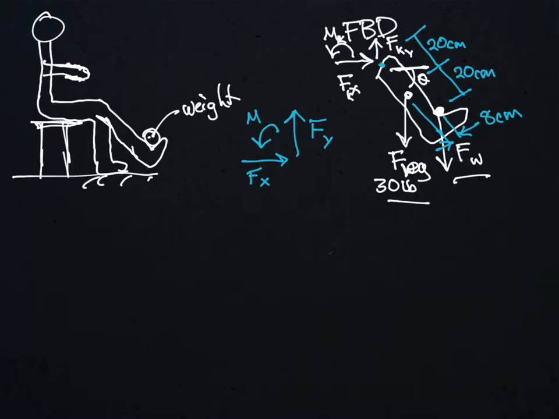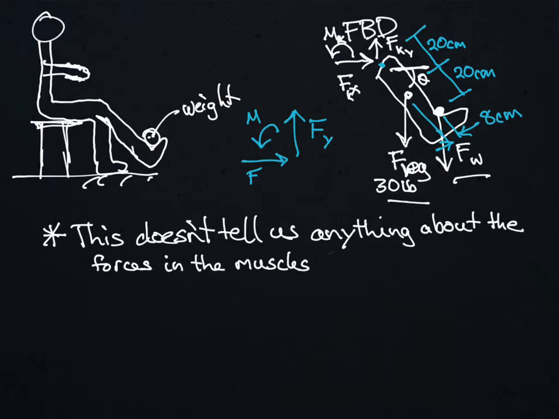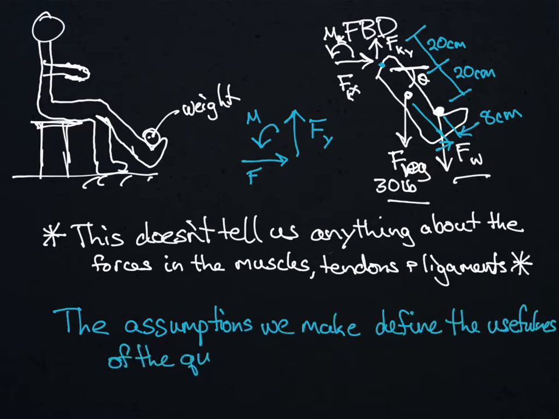That's a really useful way to go about reducing this to a problem that we can solve, but it has significant limitations in that it doesn't actually tell us anything about what's going on in the muscle or tendon or ligament tissue. So it doesn't tell us anything about the forces that the tissue itself is experiencing. The assumptions that we make when we set up a problem define the usefulness of the question that we can ask with that model, and they define the usefulness of the results that we get out.